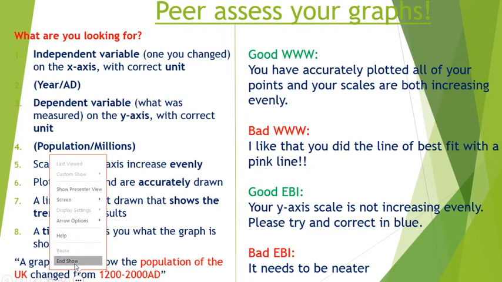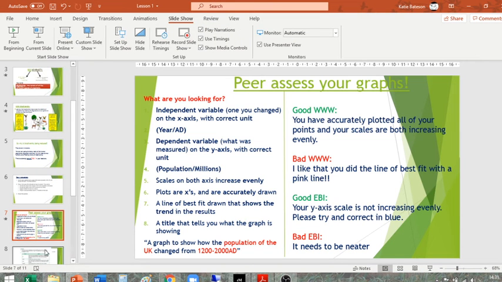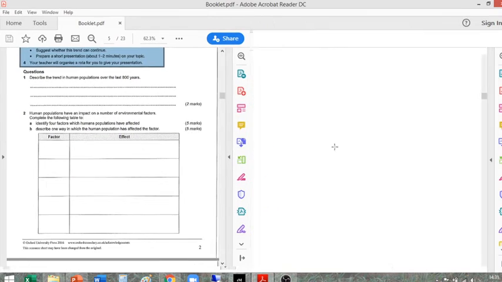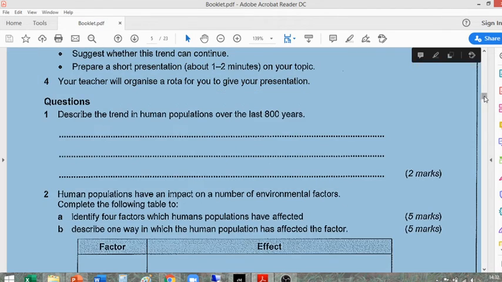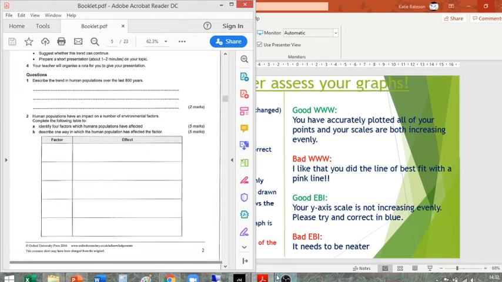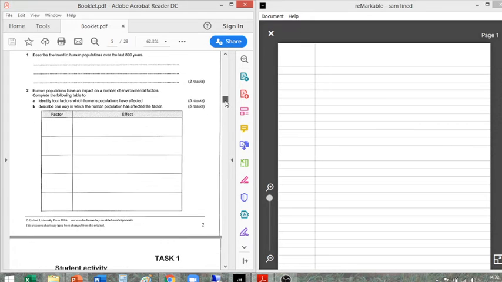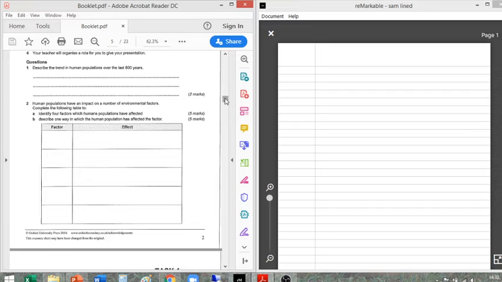Okie doke, so I'm now moving on to the answers to those questions. Let's get this on the big screen, and get my reMarkable up as well. So, describe the trend in human populations over the last 800 years.